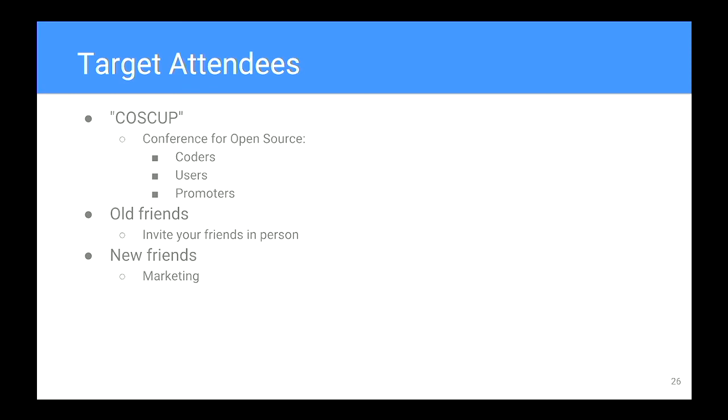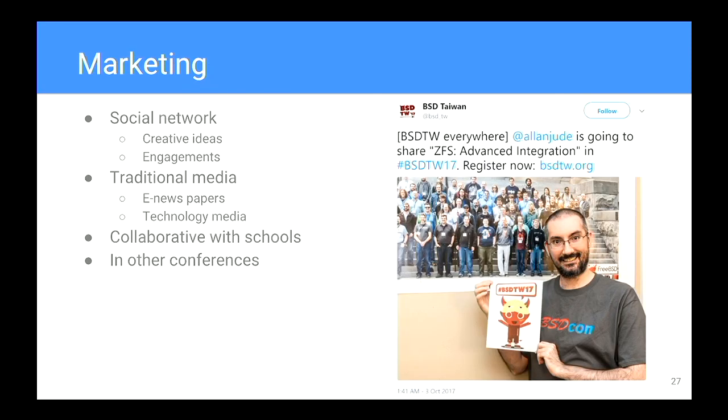And for new friends, it's the challenge of your marketing skill. So marketing, nowadays people use social networks. So you can have very creative ideas, and check for the engagements. And also for the traditional media, you can try to seek local e-newspapers or some technical traditional media to announce this event.